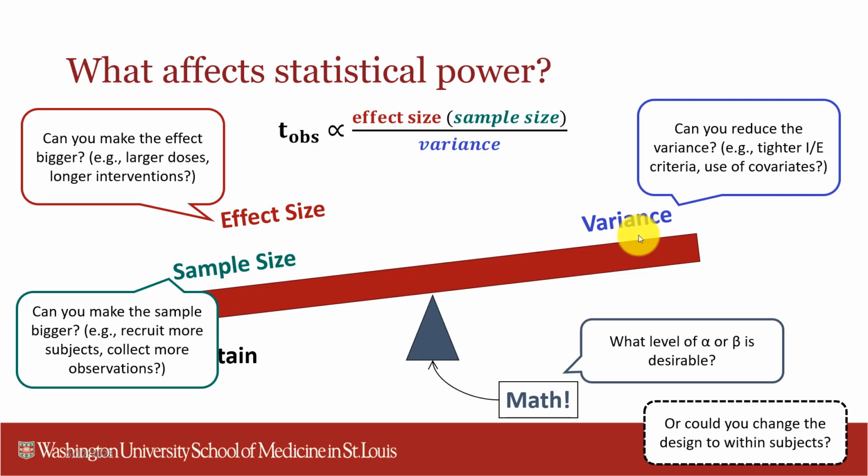Similarly, we can also consider where this tipping point is and what levels of alpha or beta are actually desirable. Typically, we set alpha to 0.05 and we set beta to 0.2, which is the same as having 80% statistical power, because power is 1 minus beta. But we could actually set those to anything that we want. We just have to have a really good justification for why we're setting them to where we're setting them.